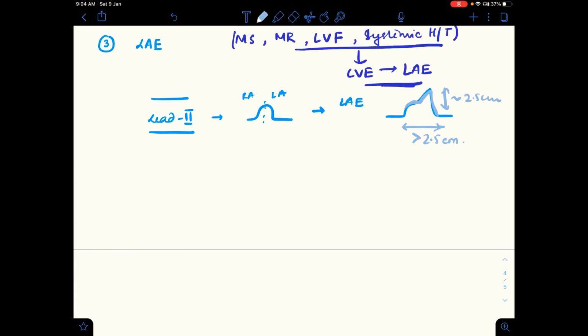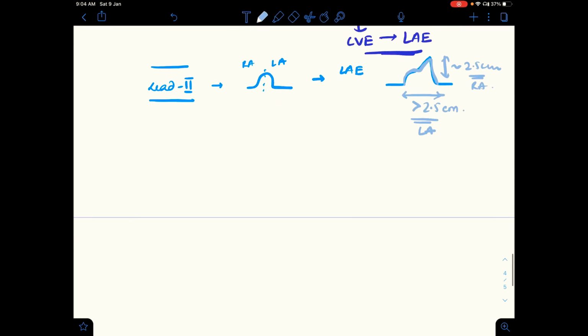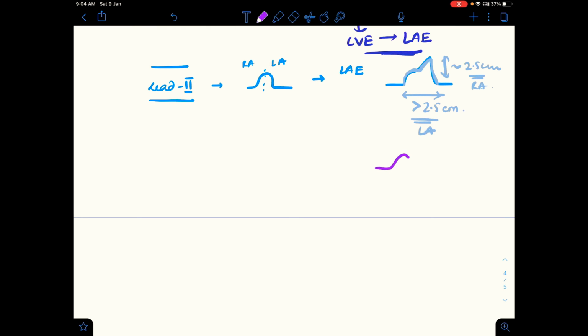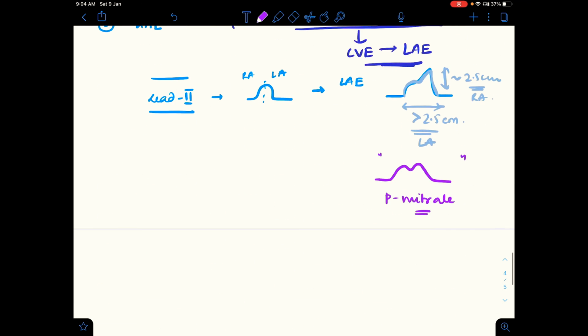But in peaked nature, as the width is dependent on the left atrium and the height is dependent on the right atrium, we call this twin peak sign. That is, the peaks become like this, the twin peak sign. And this is also known as P mitral. That was P pulmonale. This is P mitral.